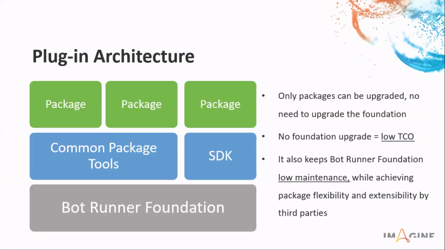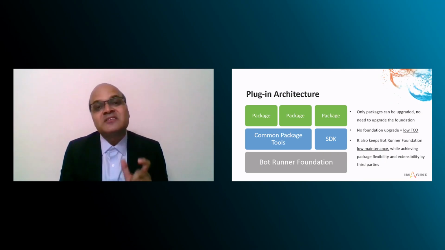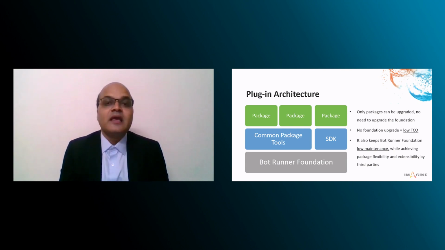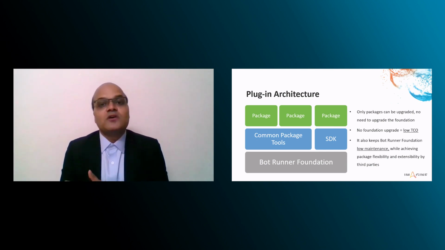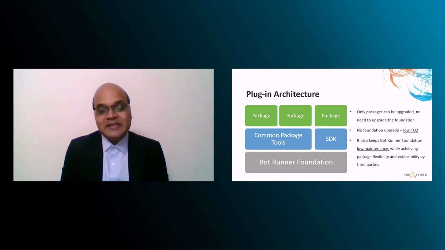With this defined, let's move on and take a look at the plugin architecture of the package SDK. With A2019, all of these packages are a part of the architecture in the form of a plugin. So if you have to update any of the packages, you do not really have to update the entire product. Your core bot runner foundation remains as is, and it is very easy for you to just upgrade one package. What this means is all the costs that you take in upgrading the foundation, that is saved. So it results in lower total cost of ownership, and overall maintenance cost is also very less because your core bot runner foundation is not upgraded on a regular basis.